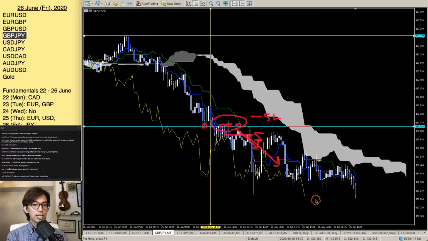This box was created just after the Tokyo session. Yes, just after the Tokyo Asian session close. So this is how I basically capture the trend. I mean, capture the breakout at the Tokyo session breakout.